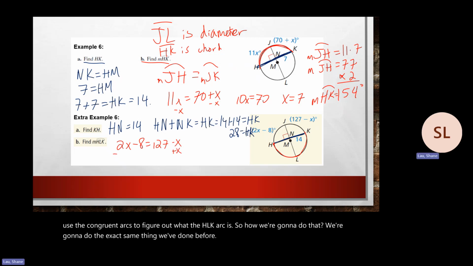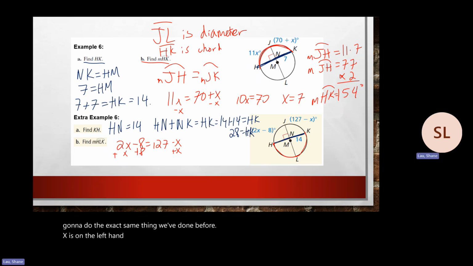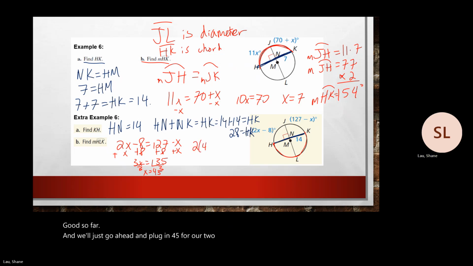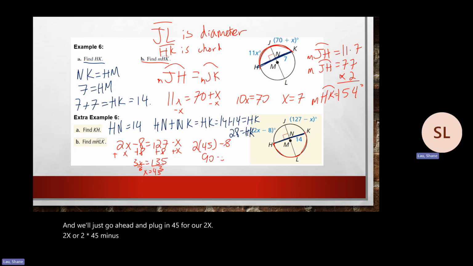We're going to get x's on the left-hand side, all the other numbers on the right-hand side. We get 3x equals 135. Divide by 3 on both sides. x equals 45. Good so far. We'll just go ahead and plug in 45 for our 2x. 2x, or 2 times 45, minus 8. You get 90 minus 8, which is 82.